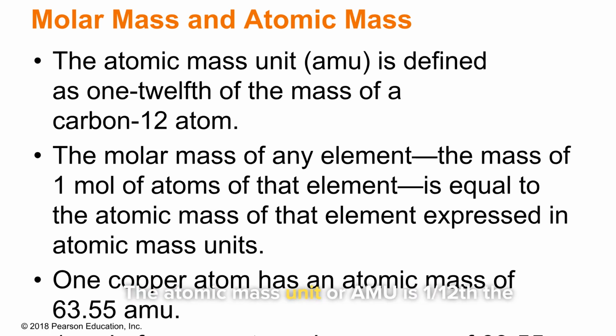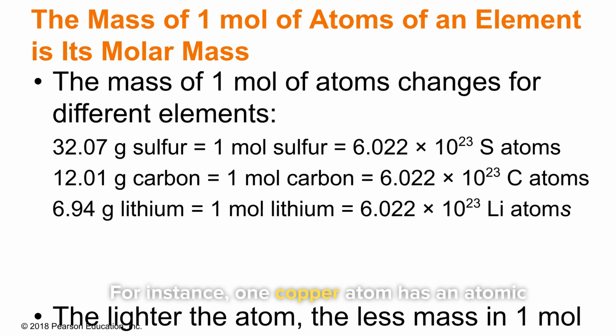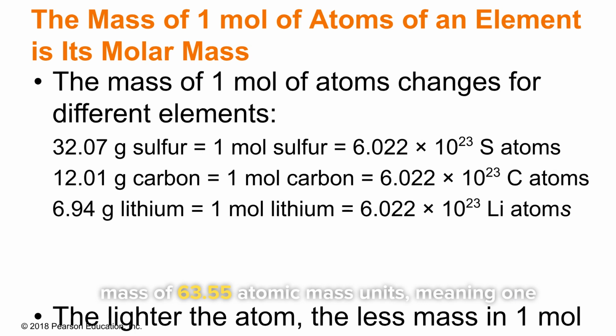The atomic mass unit, or AMU, is 1/12 the mass of a carbon-12 atom. The molar mass of an element is numerically equal to its atomic mass expressed in grams per mole. For instance, 1 copper atom has an atomic mass of 63.55 atomic mass units, meaning 1 mole of copper atoms has a mass of 63.55 grams. Thus, the molar mass of copper is 63.55 grams per mole.